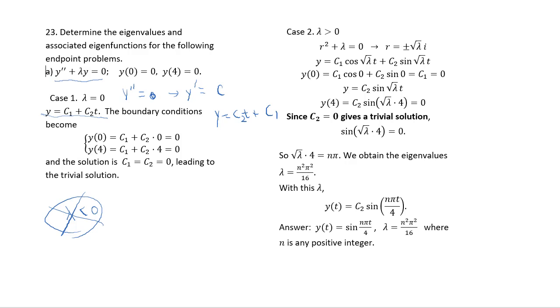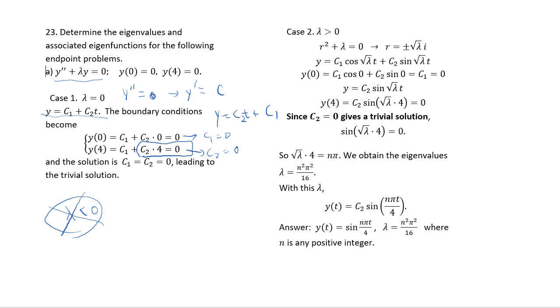Now plug in the boundary conditions. Y of 0, what's y of 0? If you plug in 0 here, you get just c1 by itself, right? But since this has to equal 0, you're forced to say that c1 has to equal 0. But then, what is y of 4? If you plug in 4 here, c2 times 4 plus c1, that's what you get. But since c1 is 0, you have c2 times 4 equal to 0, which again forces c2 to be 0.